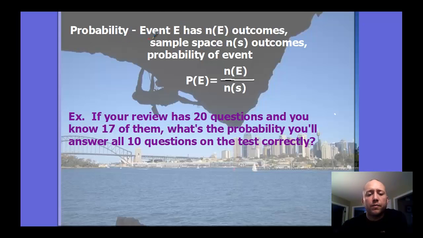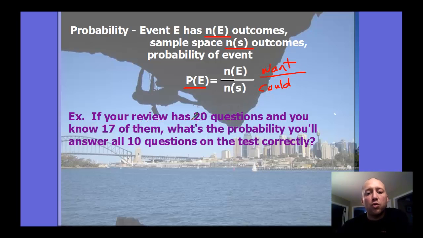So the probability of the event E has n(E) outcomes. So n(E) is the number of outcomes you would want. The sample space is the n(S). n(S) is the number of possible ways it could occur. And then the probability is found by dividing these. So P(E) is found by dividing n(E) over n(S). So it's what you want to happen divided by what could happen. That's kind of another way of thinking of it in very generic terms.